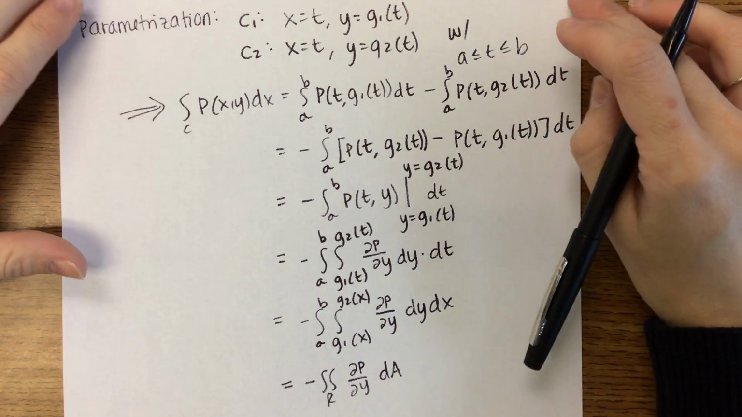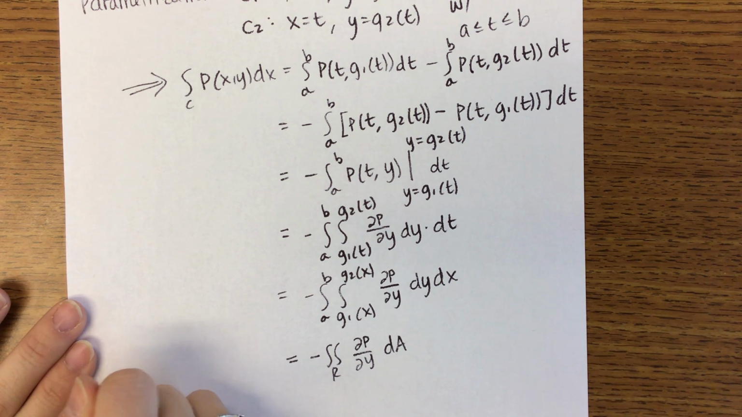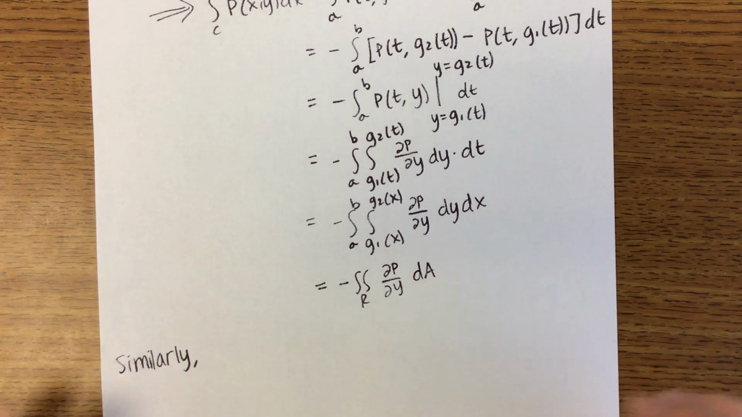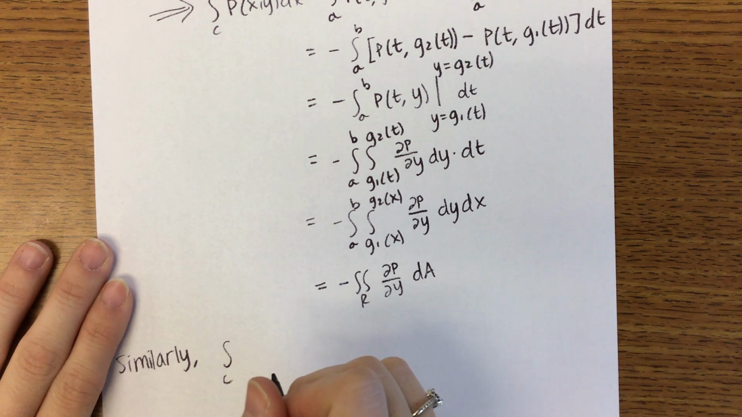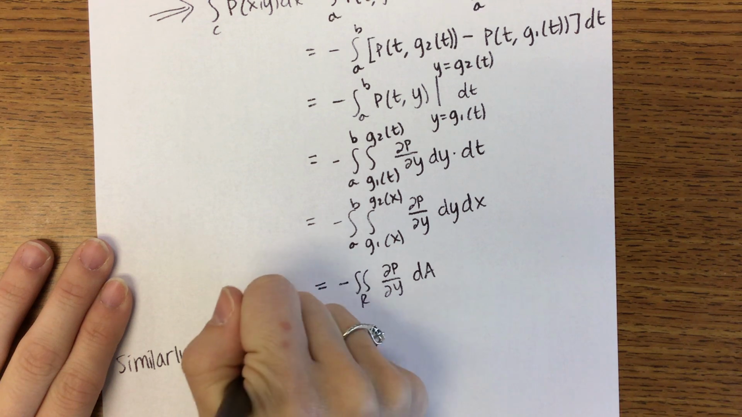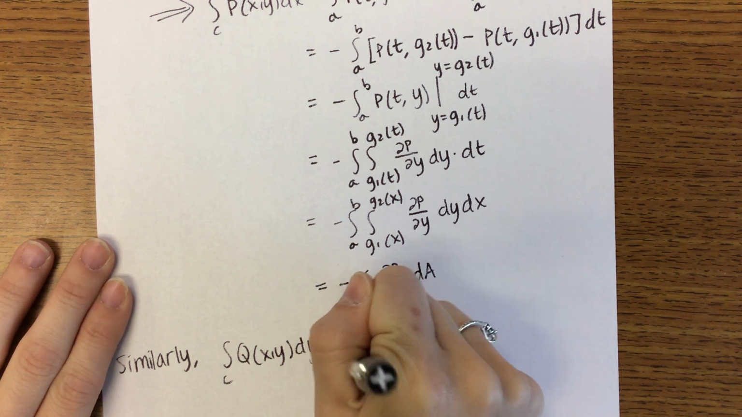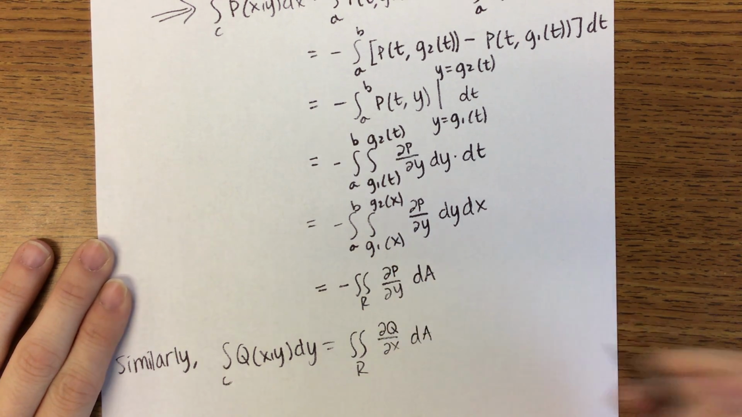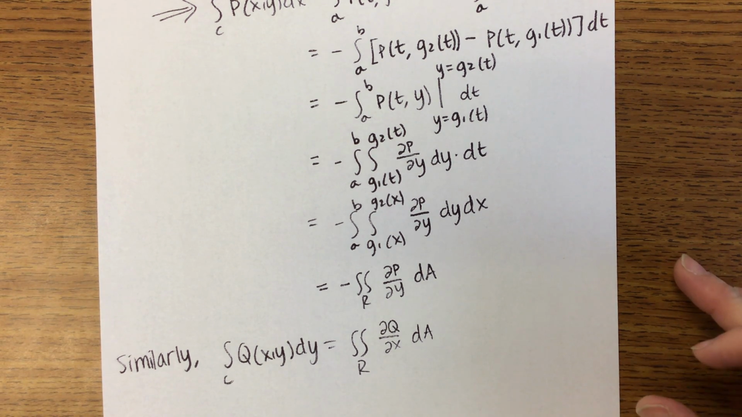Okay. Similarly, if you did the exact same process for the second statement, so if you looked at Q(x,y) dy, you would be able to prove that it's the double integral over the region R, partial of Q with respect to x dA. We're not going to go through 10 minutes of that again.